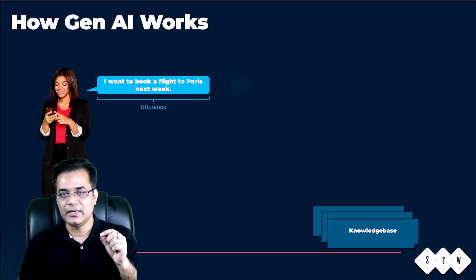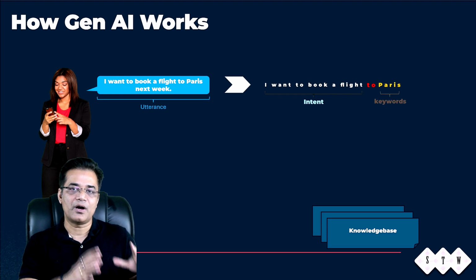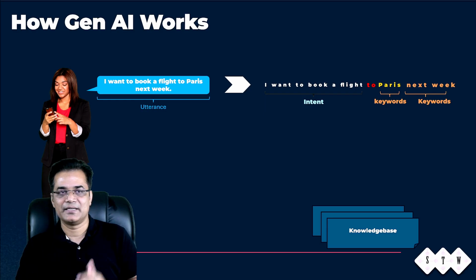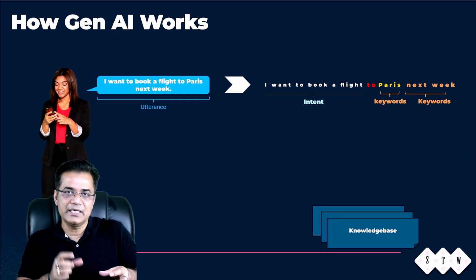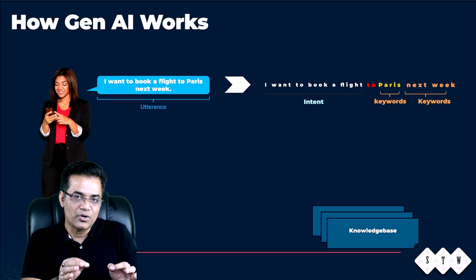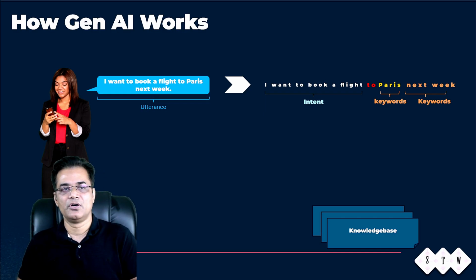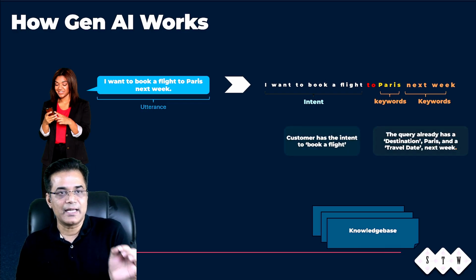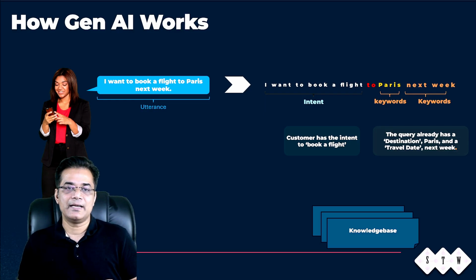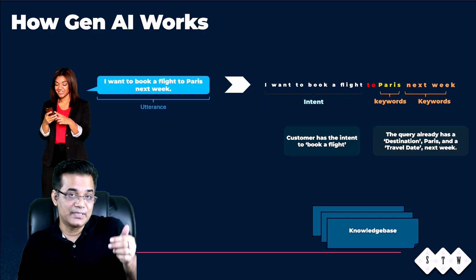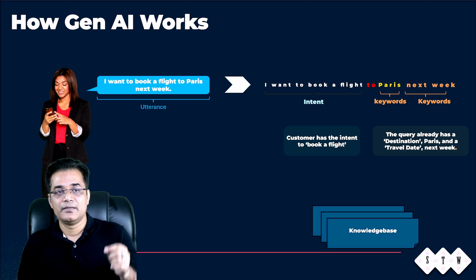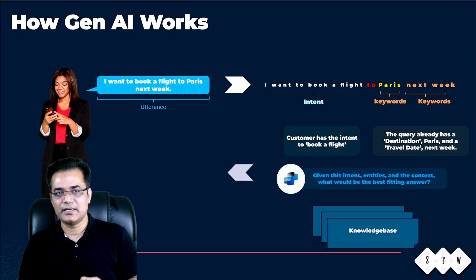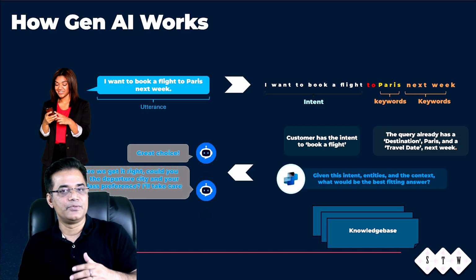Generative AI will get the intent from your question. So the intent is I want to book a flight, and then it will extract all those keywords, like key data, that you used in your question. Based on that, it will be able to find the intent, like you want to book the flight, and then it will also analyze the data, like you have a destination, that is Paris, and your travel plan is next week, and then it will search in the knowledge base, like whatever information you have. Based on that, it will give you an answer.